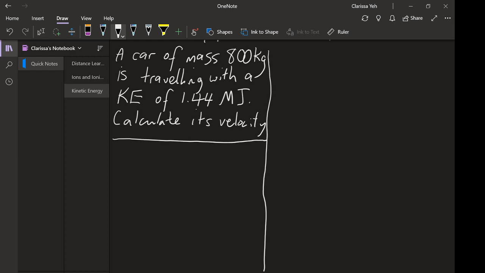So the very first step in any sort of problem, because a question might not actually tell you this is a kinetic energy question or this is a gravitational potential energy question, is that it's probably not as obvious. You could work it out from the question itself, but what I recommend is to make a list of all the values and convert anything as necessary. So we have a mass. I'm highlighting any values they give me as I go along. They gave me a mass, 800 kilograms, is traveling with a KE of 1.44 megajoules.